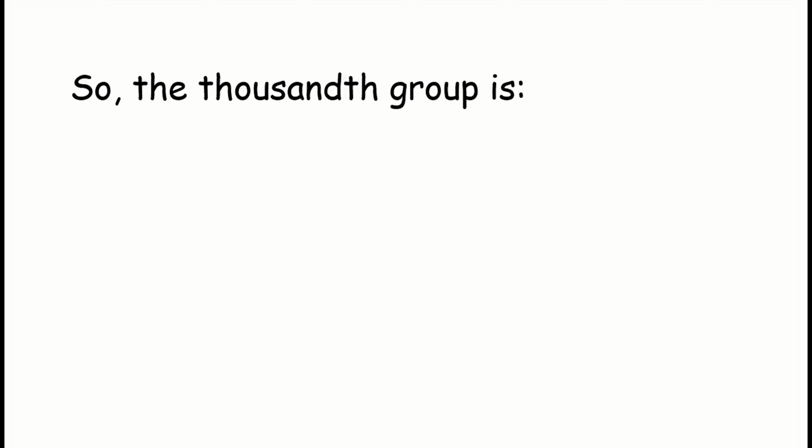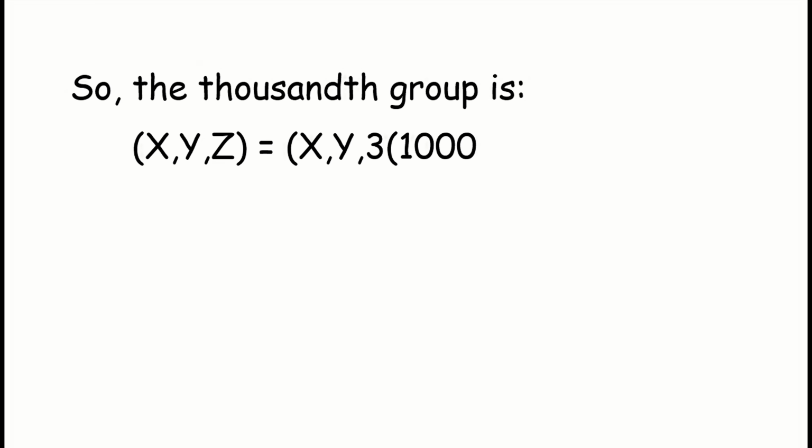So let's have a look at the thousandth group. Remember, we're going to call this group X, Y, and Z. Now we can write this as X, Y, Z is equal to X, Y, 3 times the thousandth group, which is just equal to X, Y, 3,000.